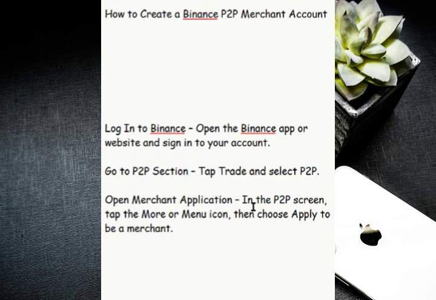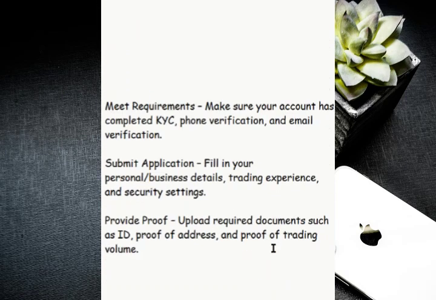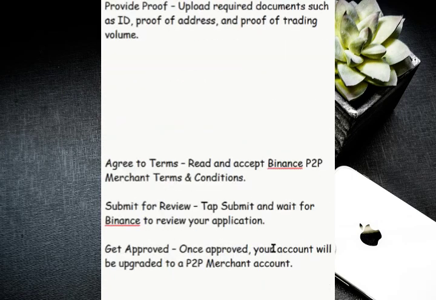Then after that, you have to make sure your account has complete KYC, phone verification and email verification. Then after that, you have to submit the application. Fill in your personal or business details, your trading experience and security settings. Then you have to upload the required documents such as your ID, proof of address and proof of trading volume. Then after that, you have to read and accept the Binance P2P merchant terms and conditions.